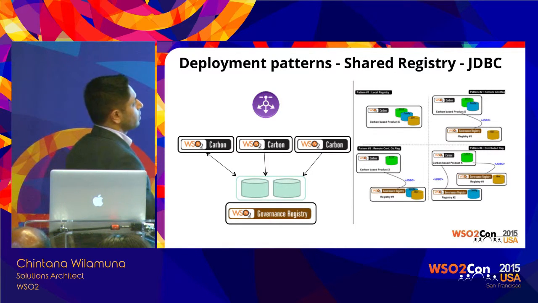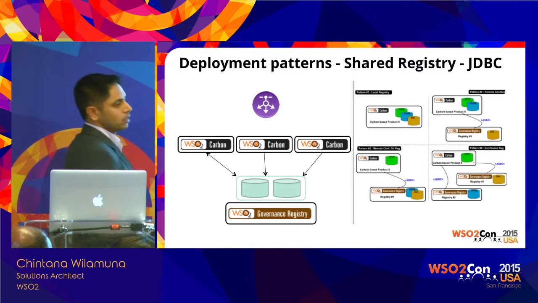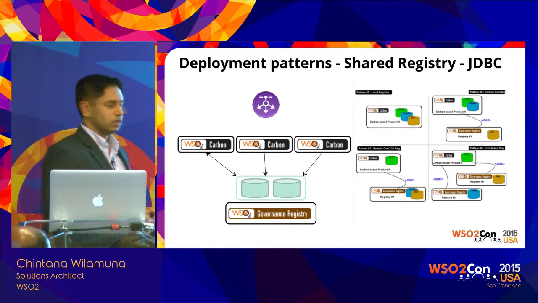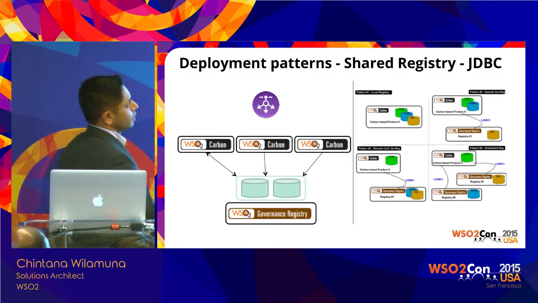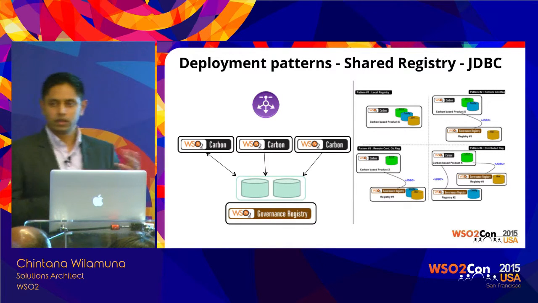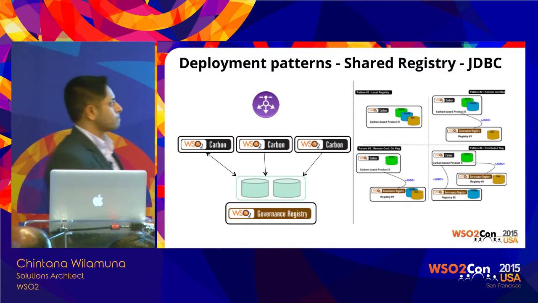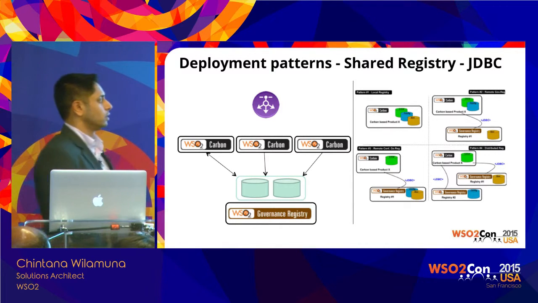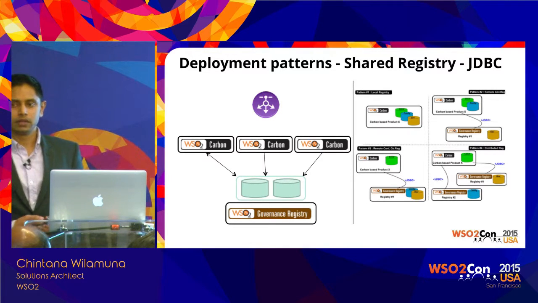In the registry pattern there are four variations. First, the local registry, where everything is config-local and the governance registry is hosted in a single instance. Then we have a remote governance registry, where we store the local and config registries in the node and remotely mount the governance registry. Then we have the governance and config registries mounted remotely. And in the fourth pattern, governance and config both reside in separate registries.